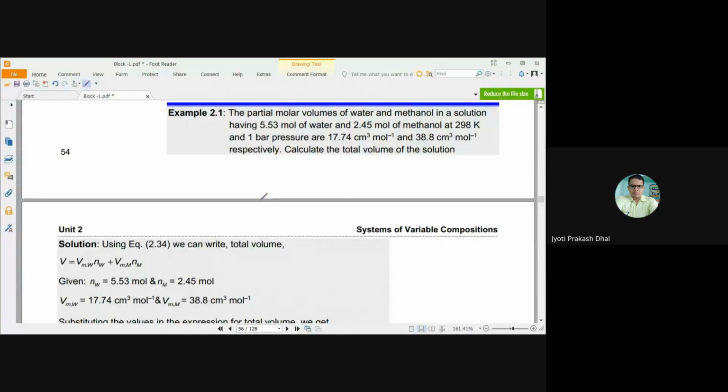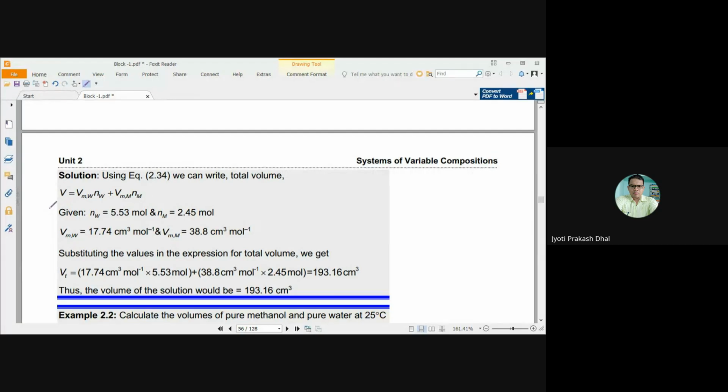So here one numerical question is there. The partial molar volume of water and methanol in a solution having 5.53 mole of water, 2.45 mole of methanol at 298 Kelvin, 1 bar of pressure are 17.74 centimeter cube per mole, 38.8 centimeter cube per mole respectively. Calculate the total volume of the solution.